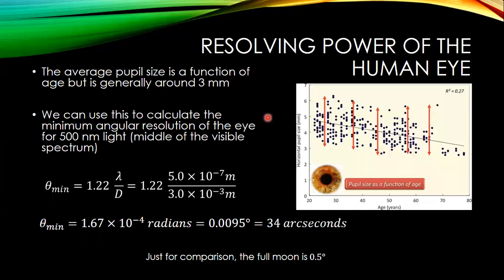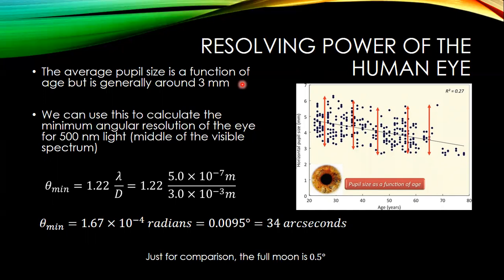What about our eye? Let's use our eye as an example. The average pupil size for our eye is about 3 millimeters, okay? It does get larger at night. Our pupil actually accepts more light in, but the problem is that as our pupil gets larger, we are in lower and lower light situations.